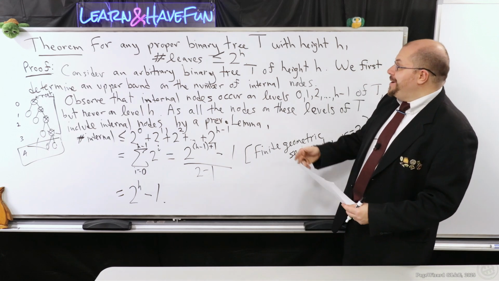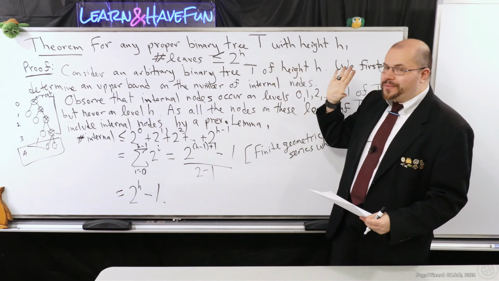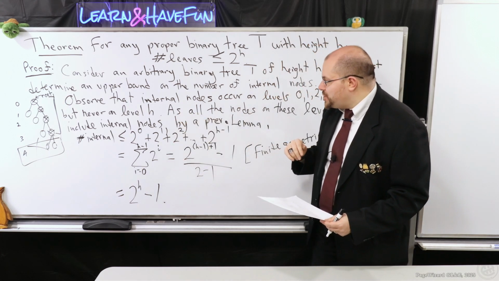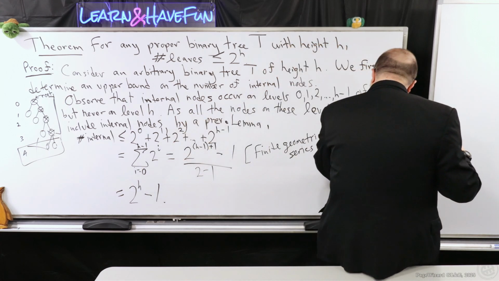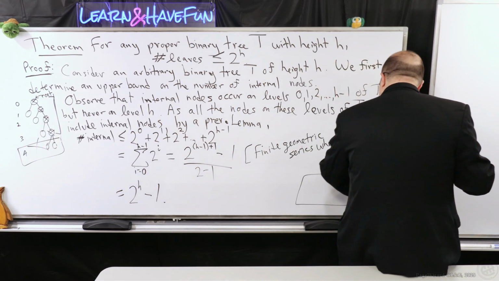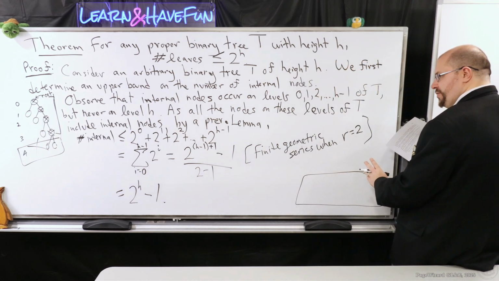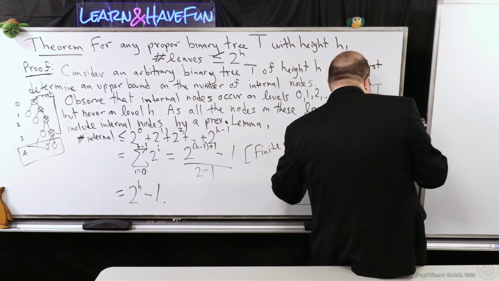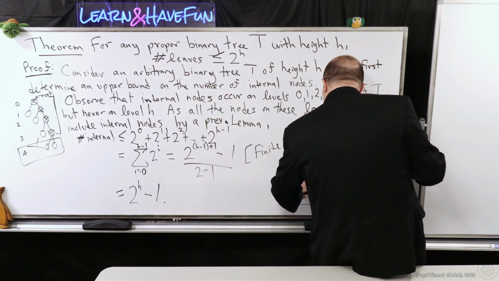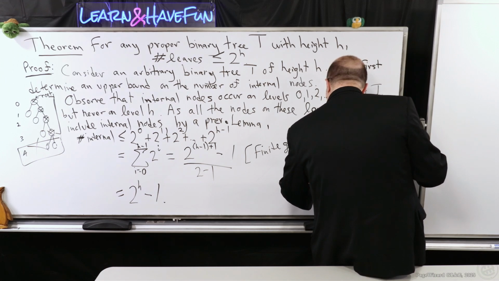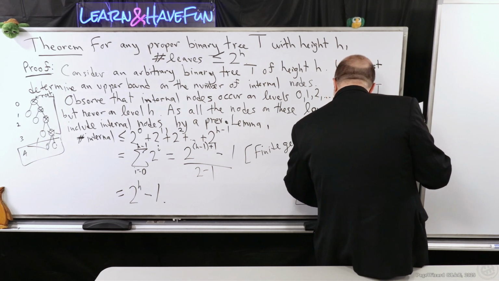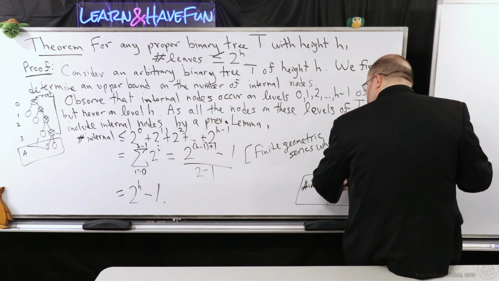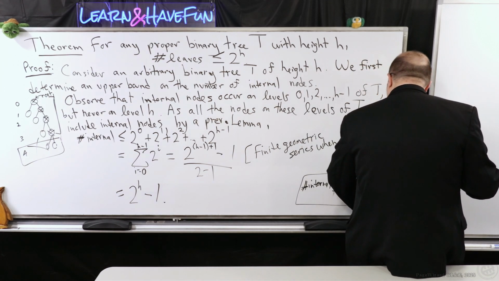No, because I have not yet proved the claim, right? But now I have a very helpful thing. I have that the number of internal nodes is at most 2 to the power of h minus 1. I'm just going to note that right here because we're going to use that. This is just off to the side in our proof, just like that picture over there. It's not a part of the proof. So the number of internal nodes is going to be at most 2 to the power of h minus 1.